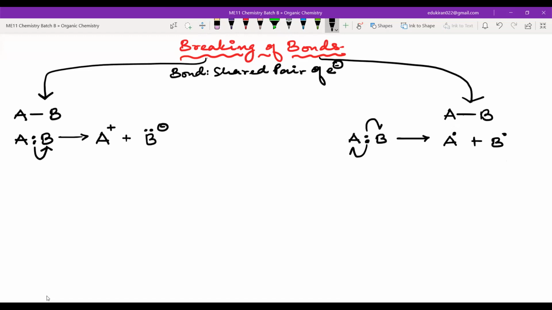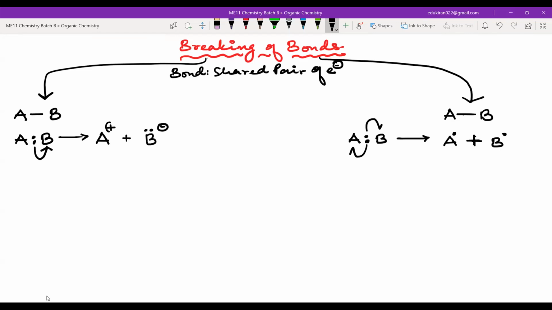And because one of the electrons would be of the A atom and the other electron would be of the B atom, because they are sharing electrons, right? So A is sharing one electron with B. Now in this case, what is happening? Both of them are getting their respective electrons. A is getting its electron and B is getting its electron, and the bond has been broken. They are no more sharing the pair of electrons.